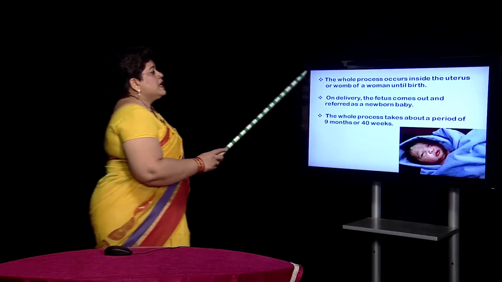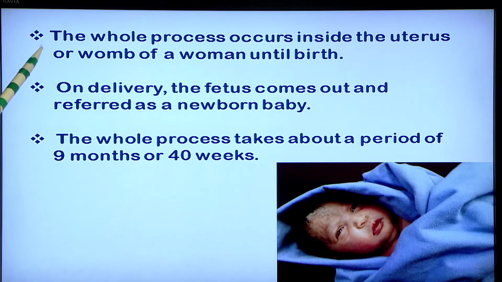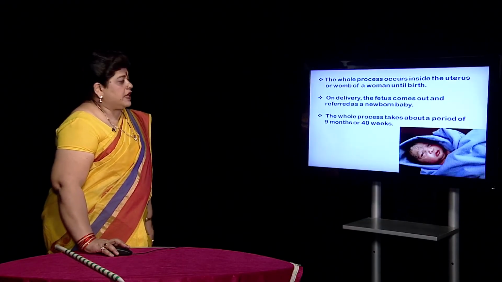The whole process occurs inside the uterus or womb of the woman till the child is born. On delivery, the fetus comes out and it is now called a newborn baby. The whole process takes about 9 months or 40 weeks to be completed. So, the entire duration of pregnancy is about 40 weeks.